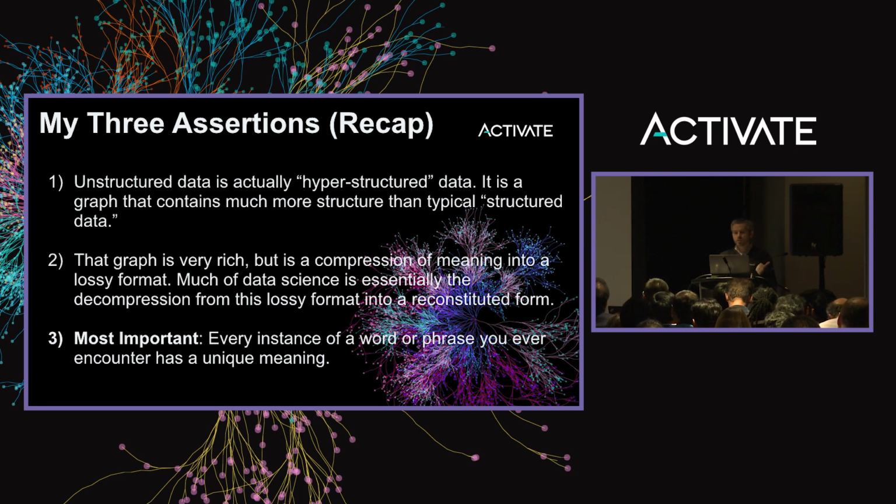And so to recap my three assertions here, because this way of thinking will be embedded in how I build out a semantic search system. One, unstructured data is actually hyperstructured data. It's a graph that contains much more structure than typical structured data. Two, that graph is very rich, but is a compression of meaning into a lossy format. Much of data science is essentially the decompression from this lossy format into a reconstituted form. And finally, every instance of a word or phrase you ever encounter has a unique meaning, and the nuance of that meaning is something we need to be able to build into our system.